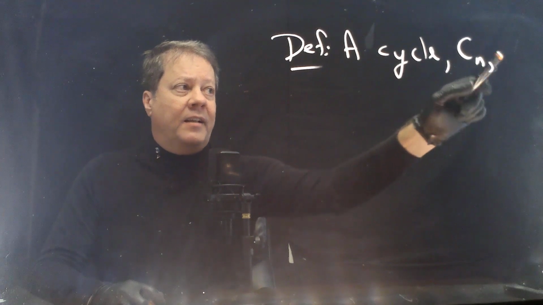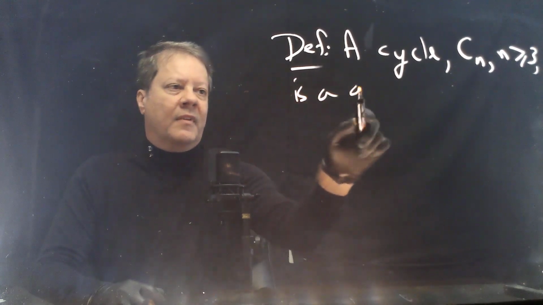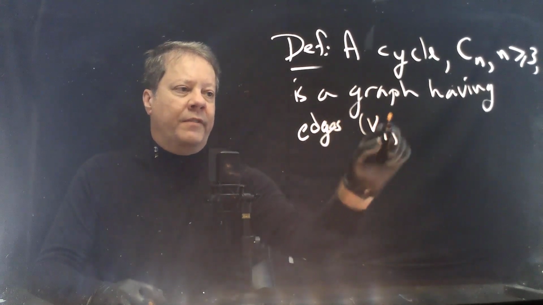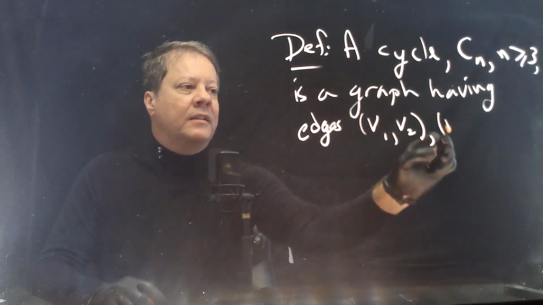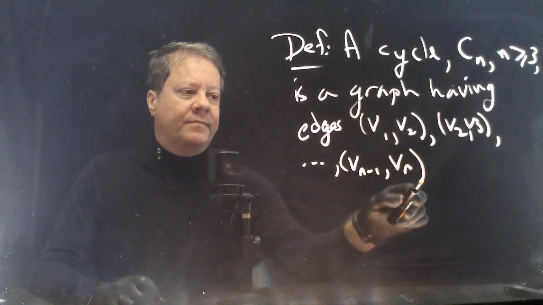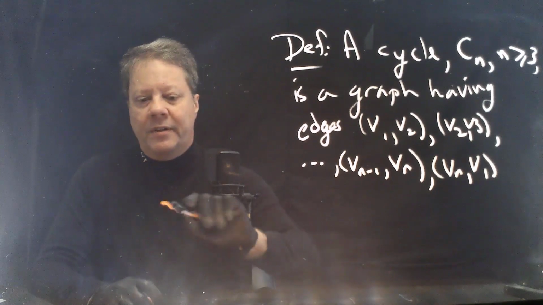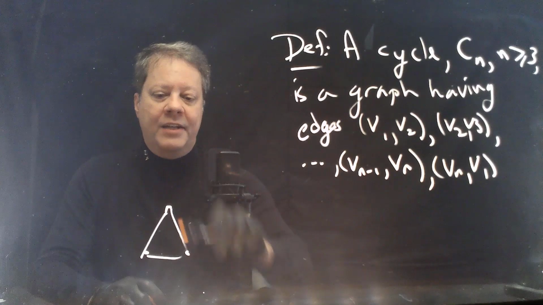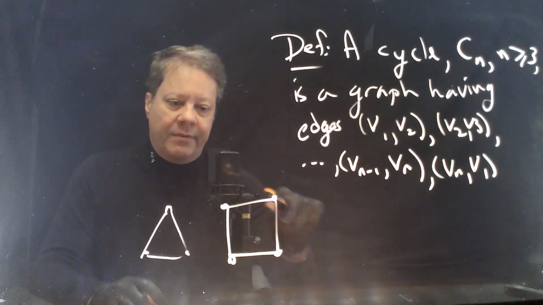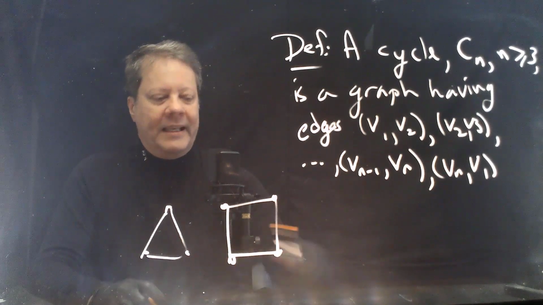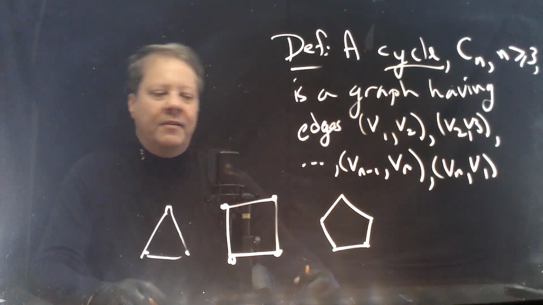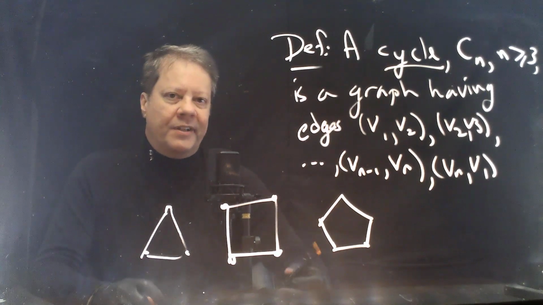A cycle, denoted by Cn, n bigger than or equal to 3, is a graph having edges between v1 and v2, v2 and v3, and we keep going to vn minus 1 and vn. And we go from vn back to v1. If we have 4 vertices, the cycle goes from v1 to v2, v2 to v3, v3 to v4, and v4 to v1 again. So it has to end where it began. If you have 5, it'll be like this. So a cycle just has the vertices lined up and then connected by edges one after the other, with no other edges included.